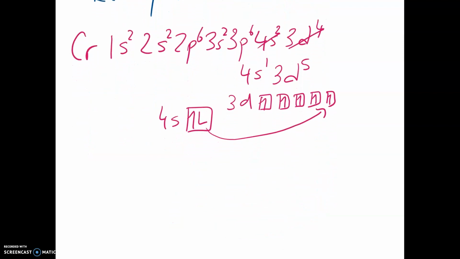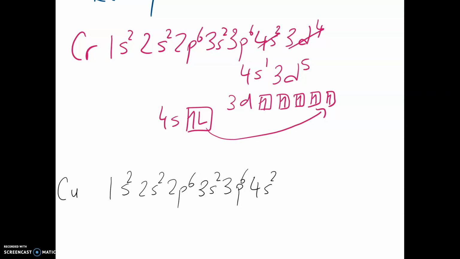The other exception we have is copper. Copper should be 1s2, 2s2, 2p6, 3s2, 3p6, and 4s2, 3d9. Again, I end up getting 4s1 and 3d10 because, just like the above example, I promote my electron that then gets moved into a d electron.